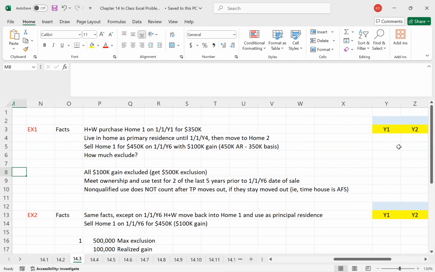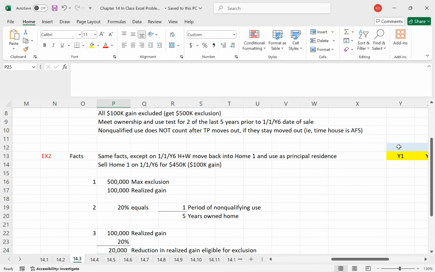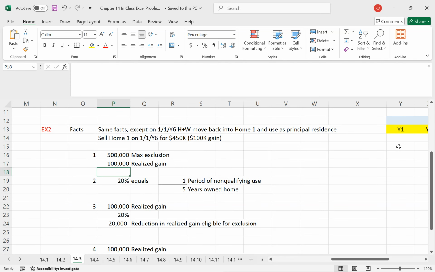So that's not going to be considered non-qualified use. In other words, where the sign is hanging up in our front yard, we're trying to sell it or whatever, that's not non-qualified use. Let's compare it with this, right? This is a good example. Same facts, except in year 6, they move back into home 1 and use it as a principal residence, and then they sell home 1 on 1/1/6 for a $450 gain.